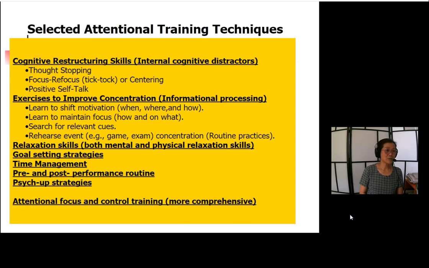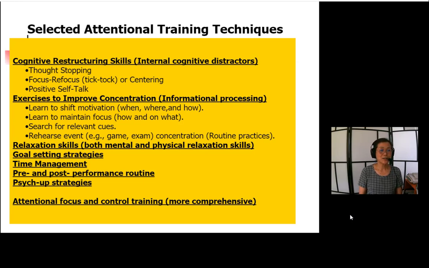One is cognitive restructuring skills, which includes thought stopping, focus, refocus. Some people call it TikTok strategies, centering, or positive self-talk to remove negative self-talk. Those are all cognitive restructuring skills that are associated with internal cognitive distractors.